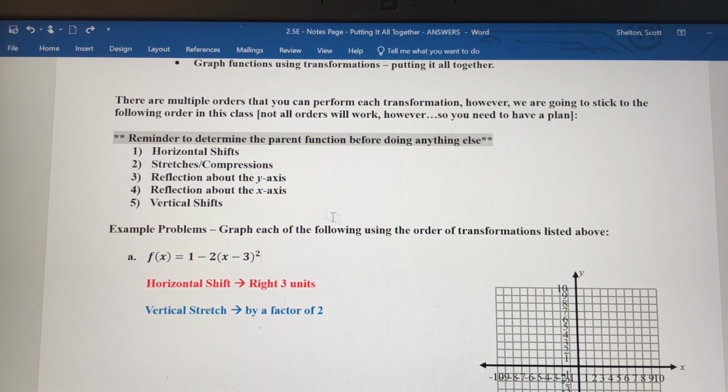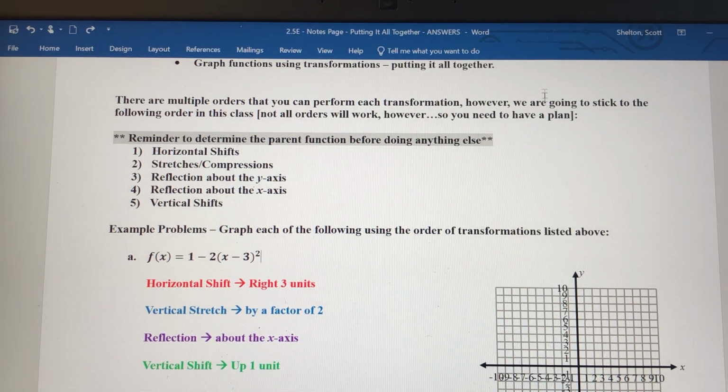Okay. Next thing, reflection about the y-axis. Well, there's no negative coefficient of x, so there is no reflection about the y-axis. So let's move on down to 4. This 2, that's a coefficient of the squared expression, is negative. Okay, so there is going to be a reflection about the x-axis. Okay, and then we've got our 1 out here. That's going to be a vertical shift. This 1 is positive, so our graph is going to shift vertically up 1 unit.